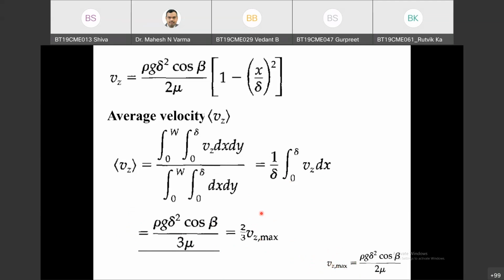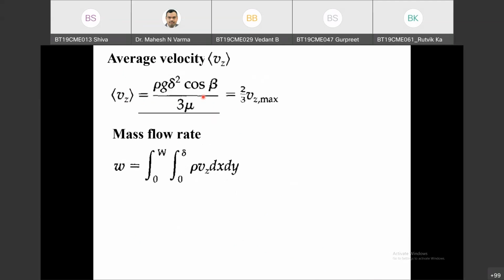Once you have this velocity profile equation, you can get almost all of the design-related parameters needed in momentum transfer. This velocity profile is the most important thing in momentum transfer.